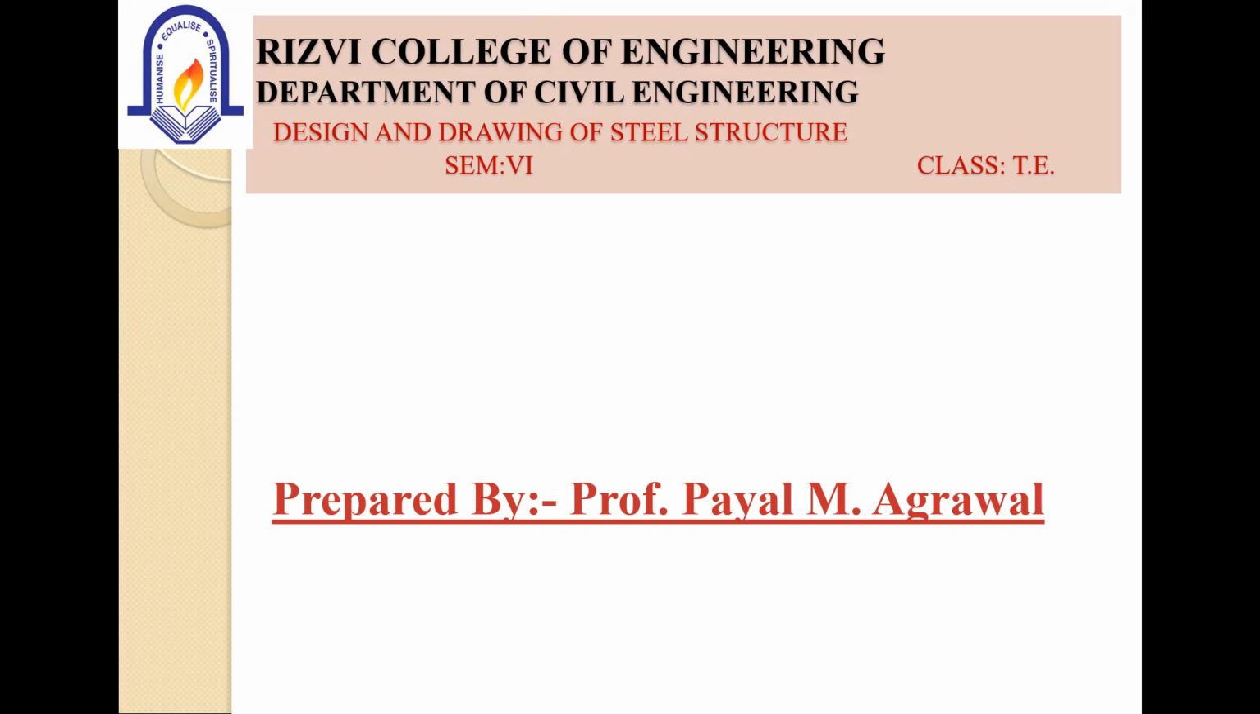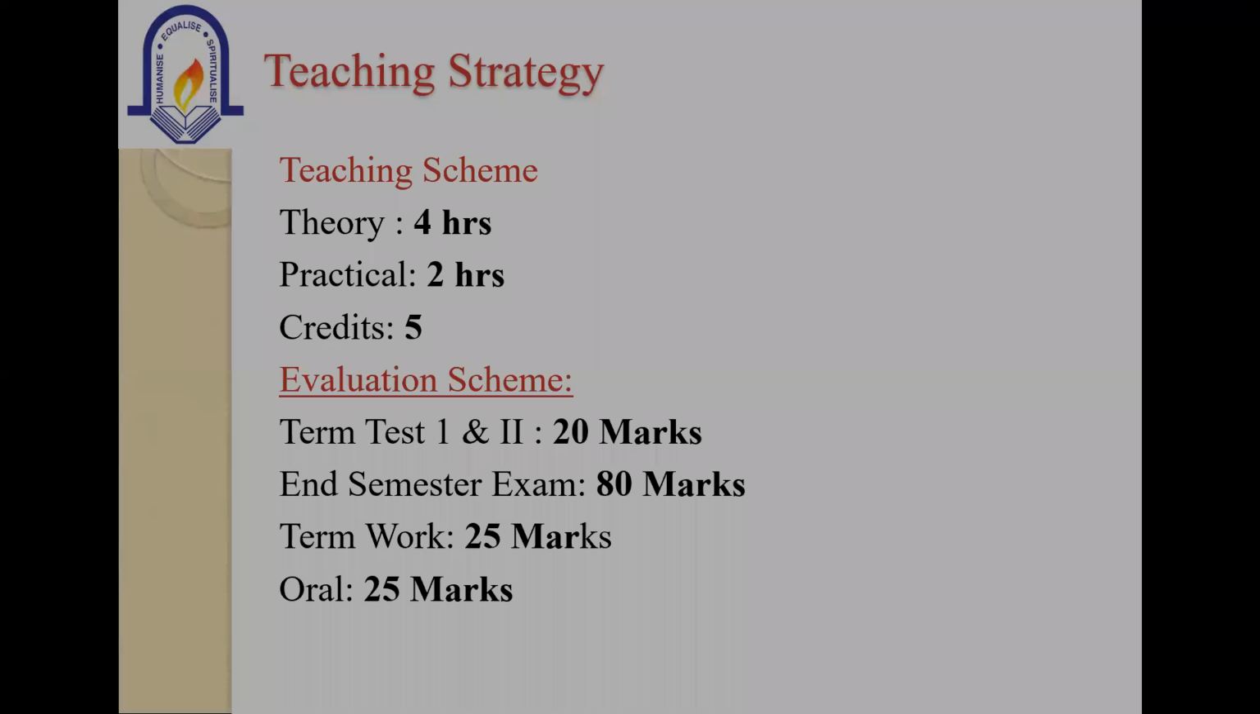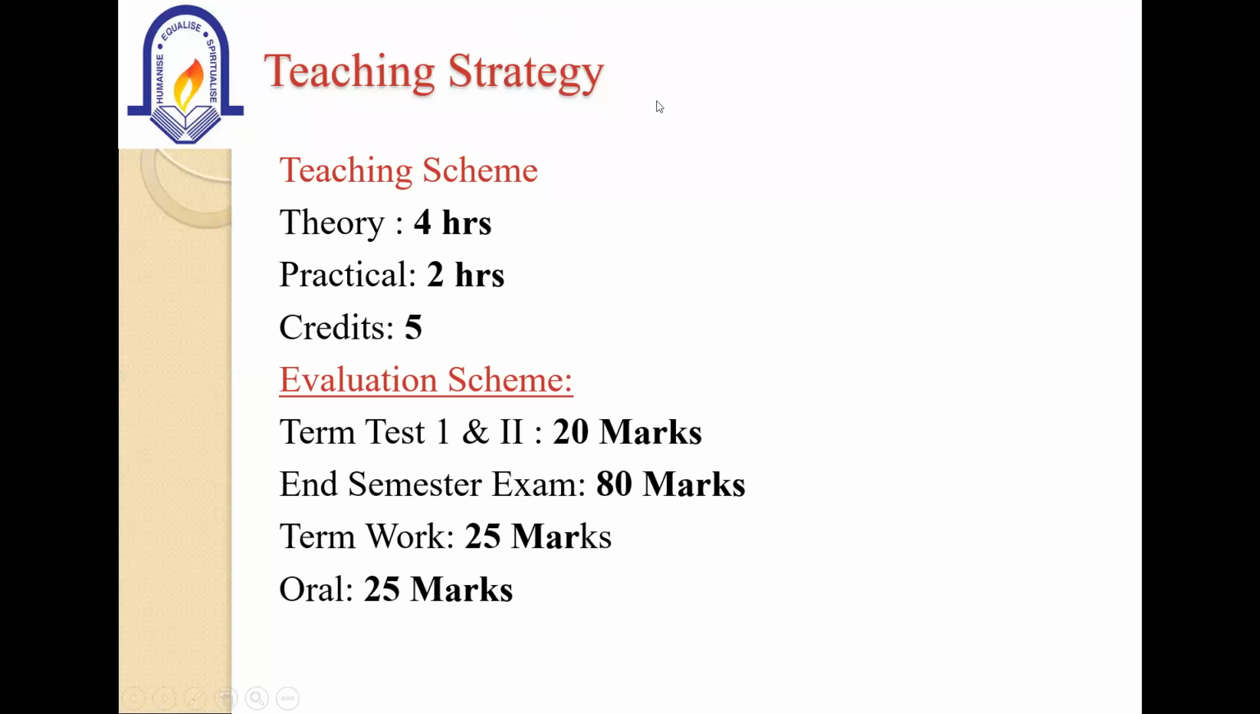And basically in this semester you are going to study the design and drawing of only steel structure, not RCC structure. You are going to study the steel structure only. So this is your teaching scheme for this particular subject, that is for DDSS, that is design and drawing of steel structure. So theory is of 4 hours and the practical is of 2 hours. And the total credits assigned to this subject is 5.